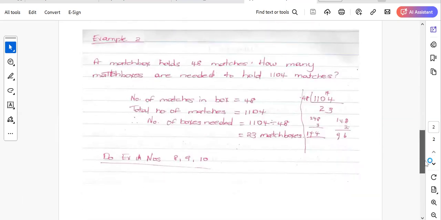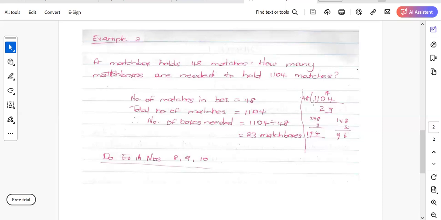Okay, and let's look at the second example. The second example says a matchbox holds 48 matches. How many matchboxes are needed to hold 1,104 matches? So we have the entire number, 1,104 matches, and each box has 48 matches. How many boxes do you have? That's a division, because we have the whole picture, the full picture. That's 1,104. That's the entire picture. And we know we have 48 matches in each box. So 1,104 divided by 48 will give me how many boxes I would need, right?